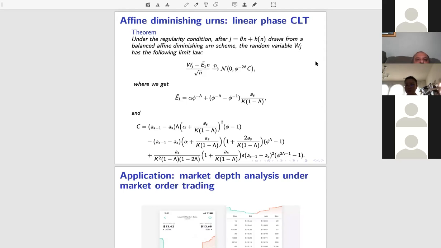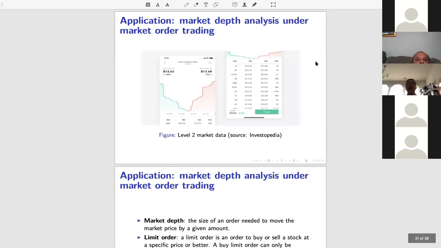And so after we have these results, we try to apply them to model some path-dependent processes in the stock market. If we look at the figure, this is the level two market data that is available to a trader when we trade a particular stock. The left-hand side graph is actually just a plot of the right-hand side data.